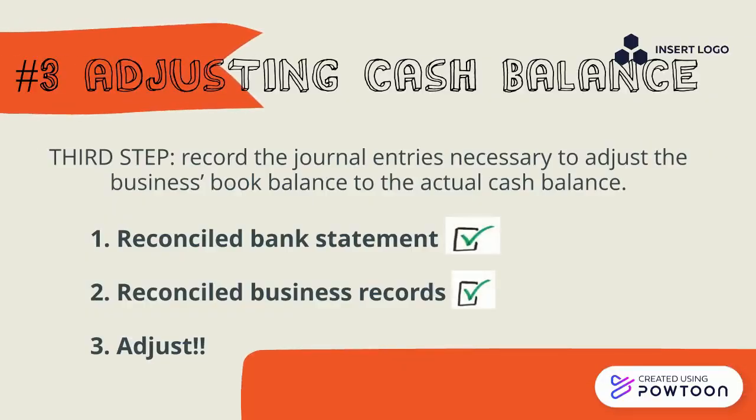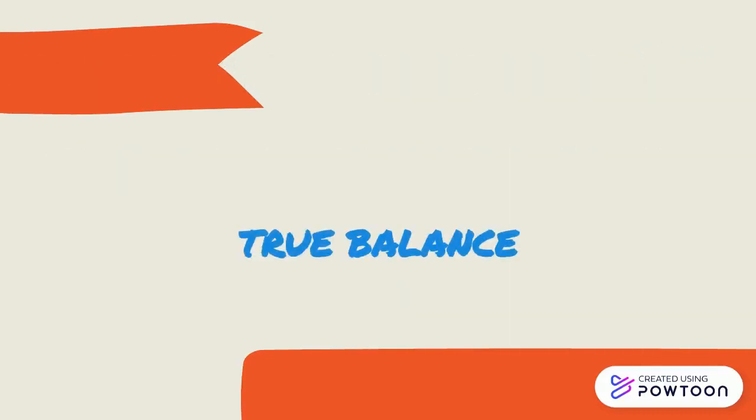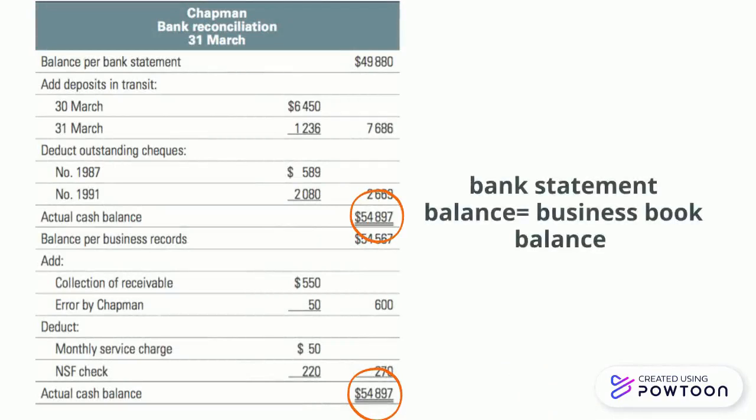Once the bank statement and the business record balances are reconciled, we can finally adjust the cash balance to reflect the true balance, which is determined by the reconciliations just made. Here is an example of a bank reconciliation. We can see that the actual cash balance of the bank statement and business records match and are equal.